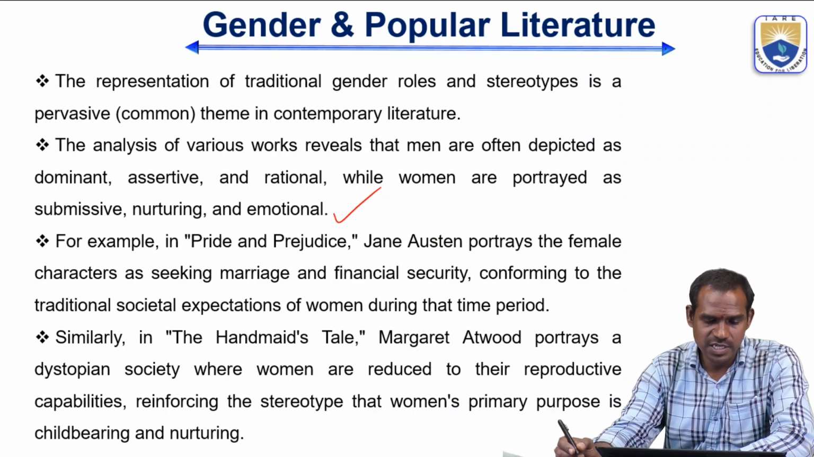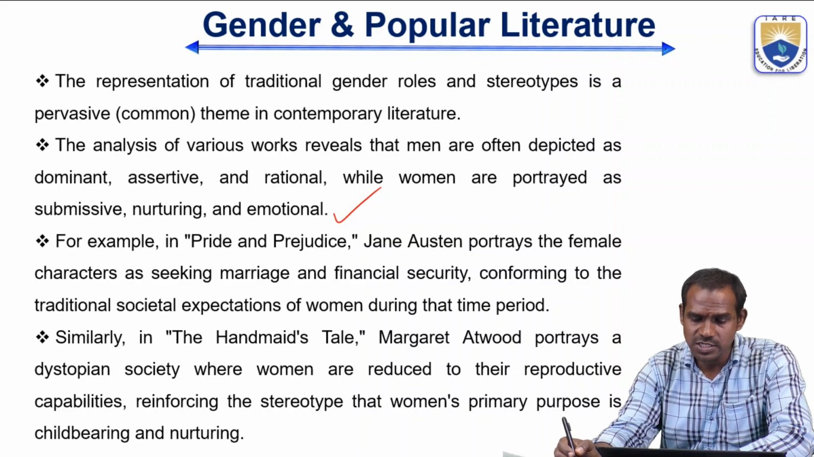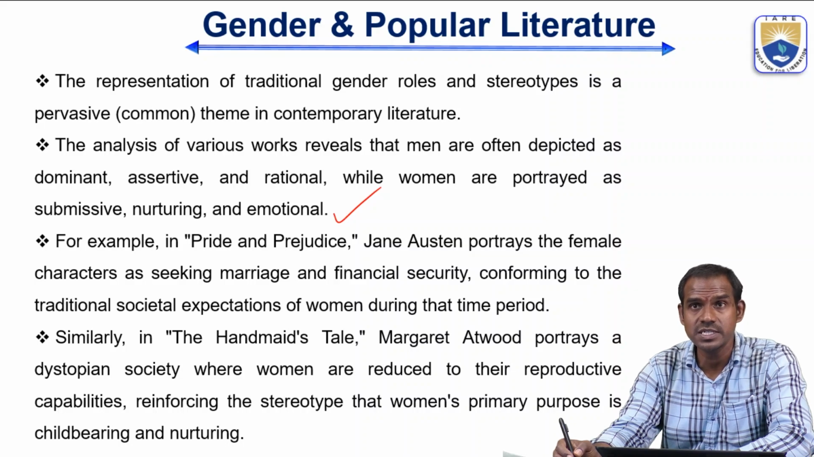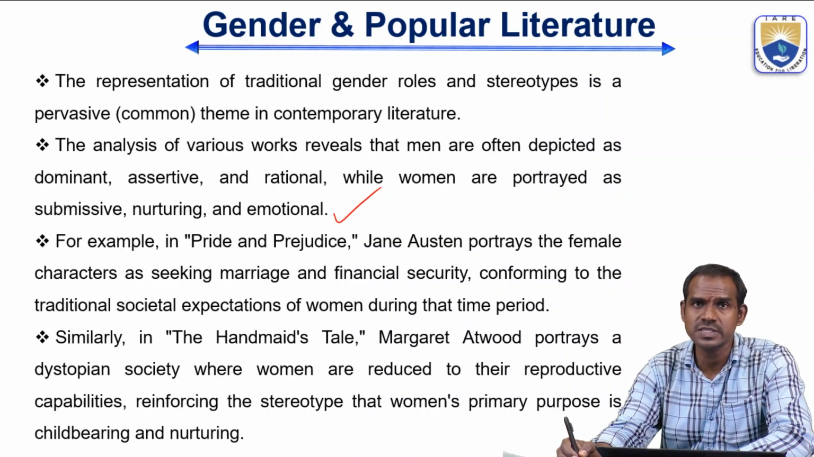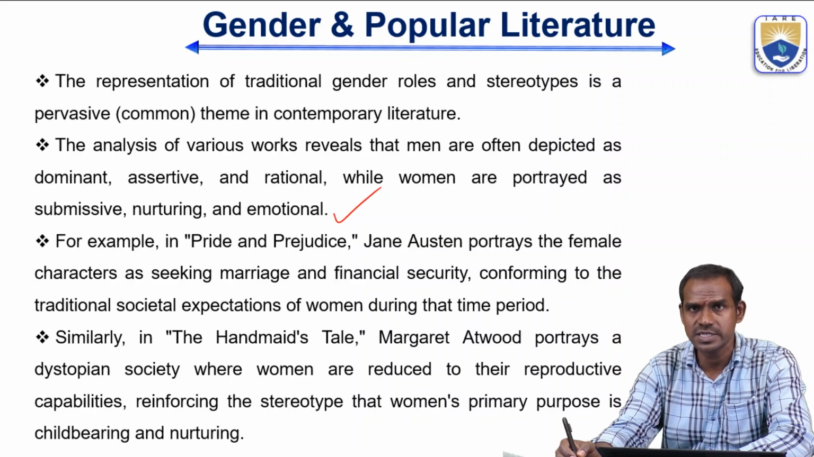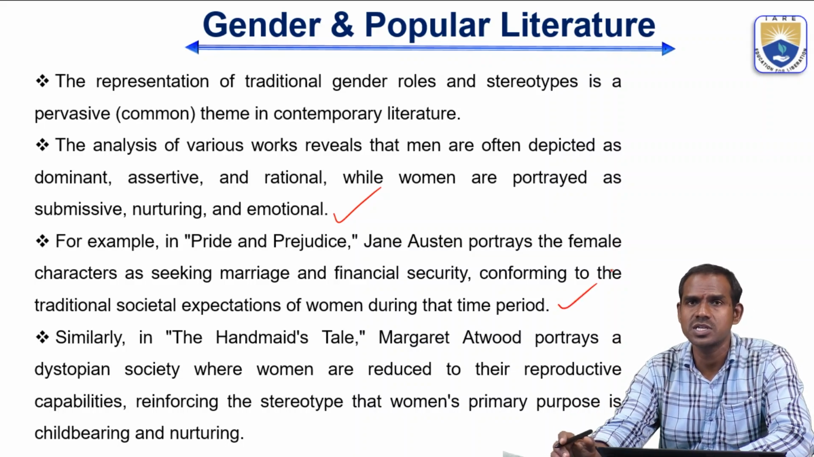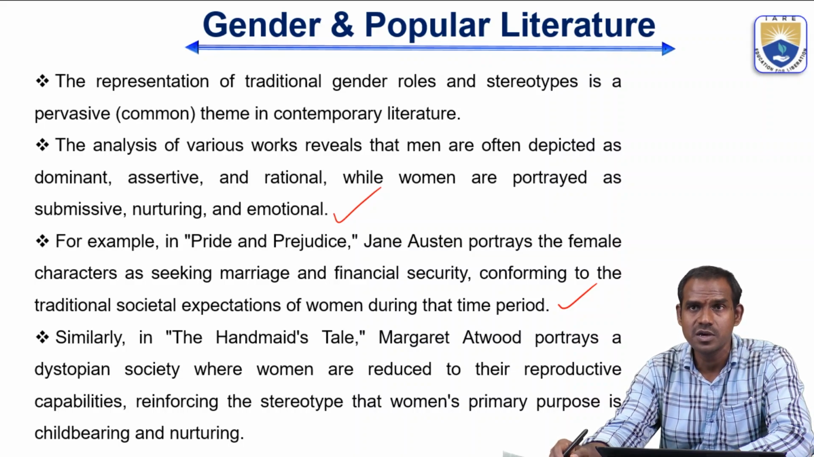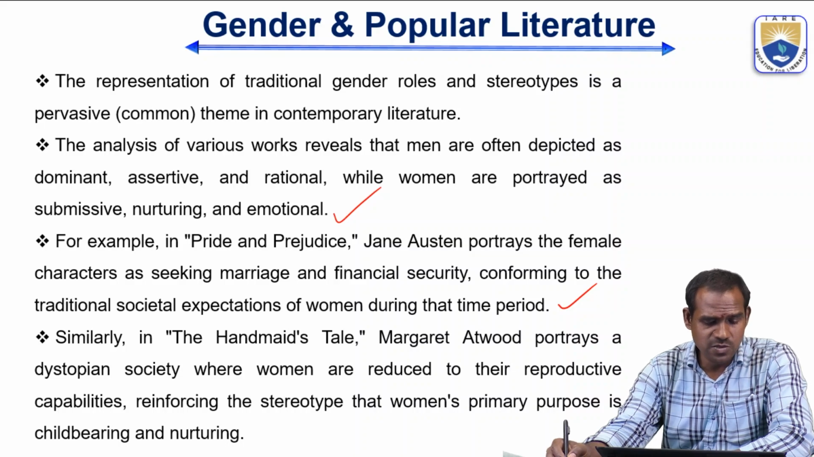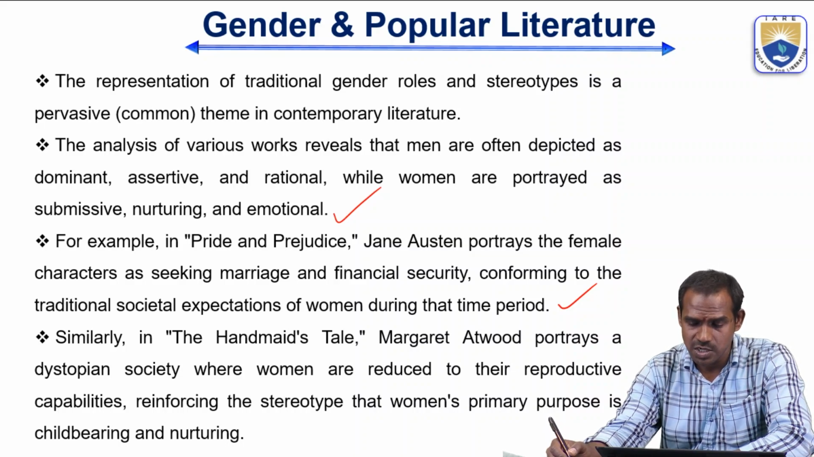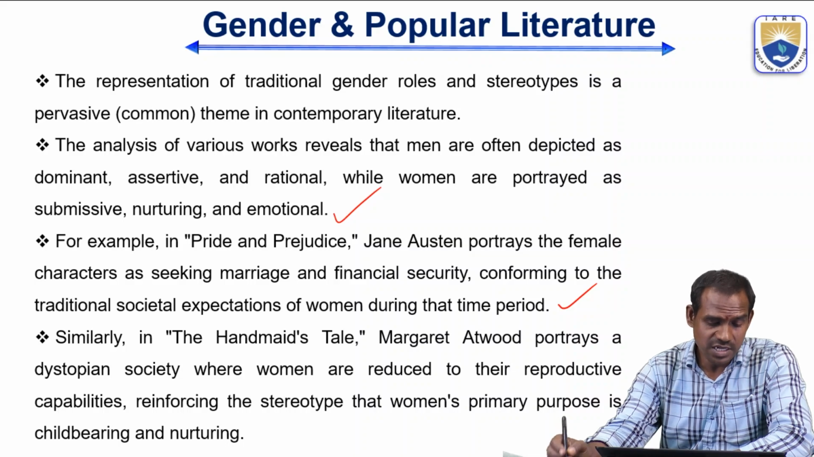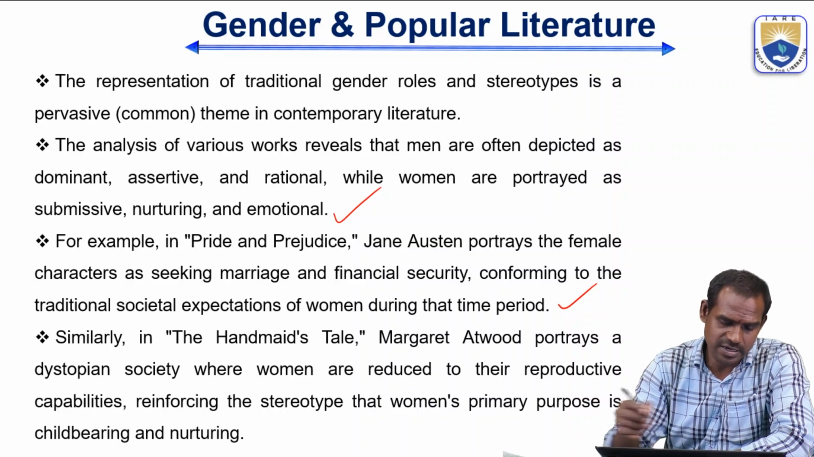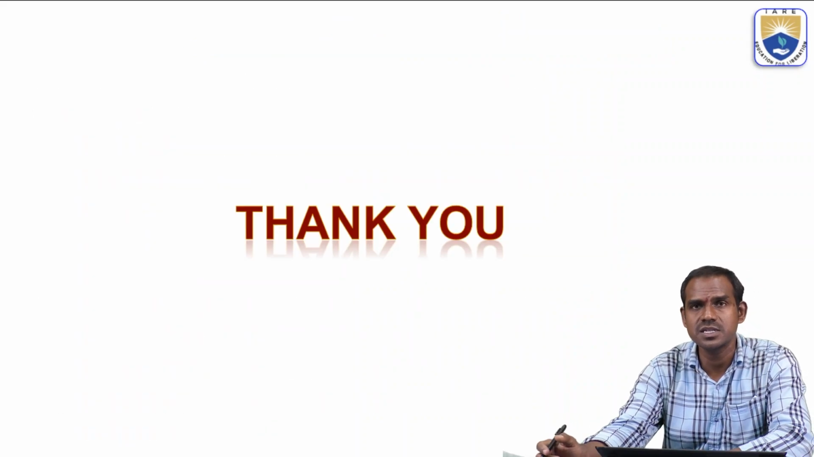Okay. For example, in Pride and Prejudice, Jane Austen portrays the female characters as seeking marriage and financial security, conforming to the traditional societal expectations of women during the time period. Means they are following the traditional gender norms. Similarly, The Handmaid's Tale by Margaret Atwood portrays a dystopian society where women are reduced to their reproductive capabilities, reinforcing the stereotype that women's primary purpose is childbearing and nurturing. Means it is also following the traditional gender norms.